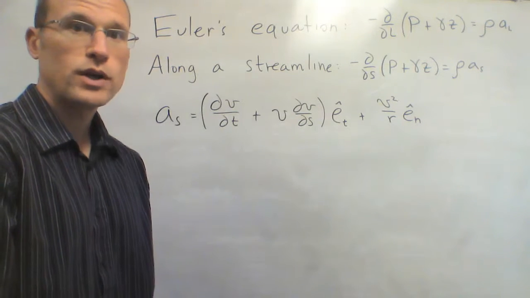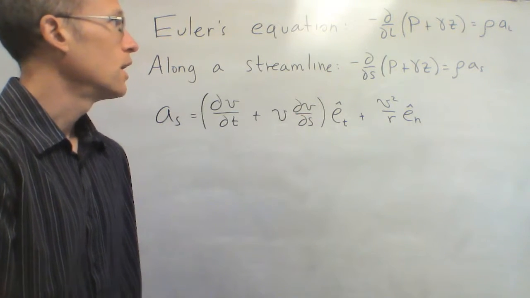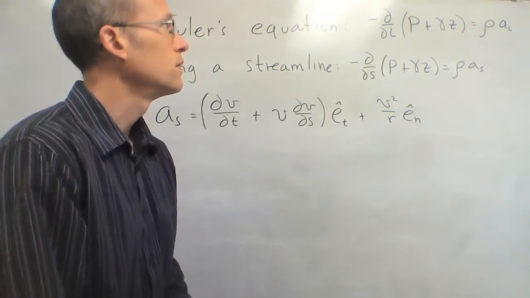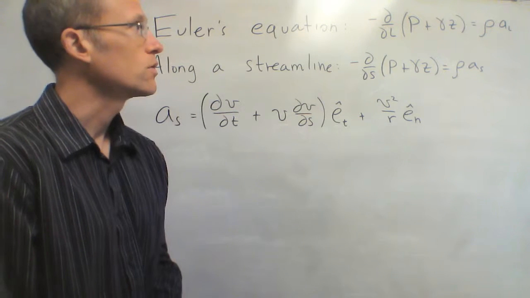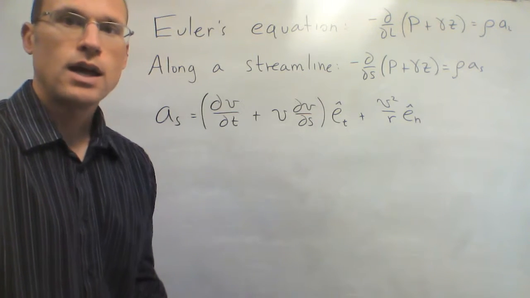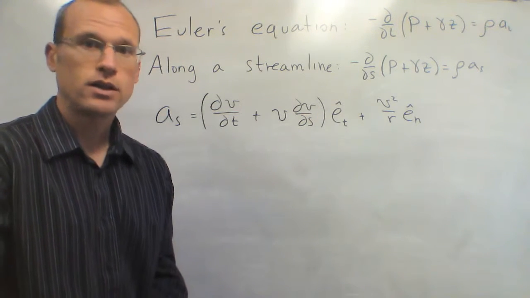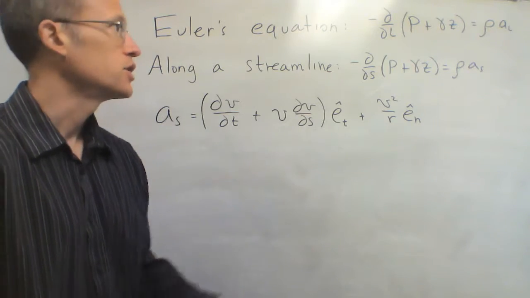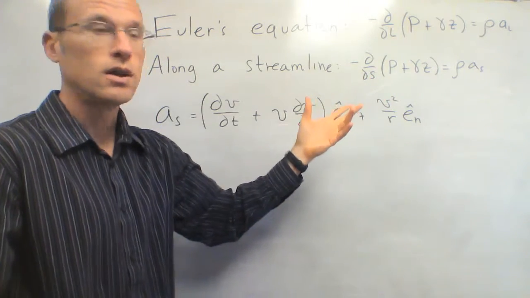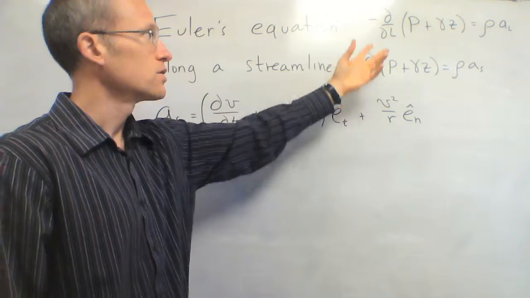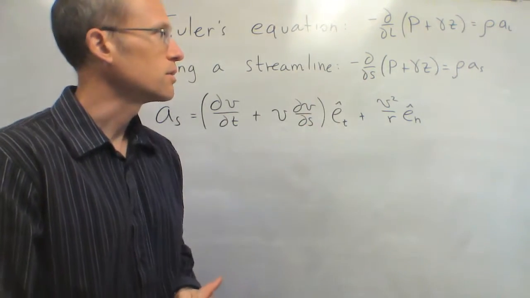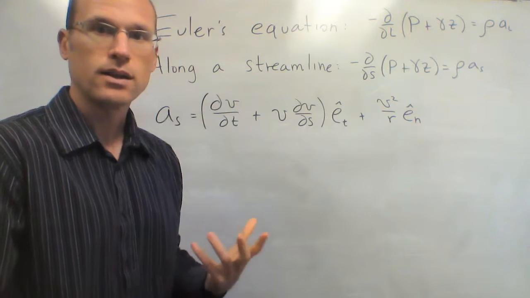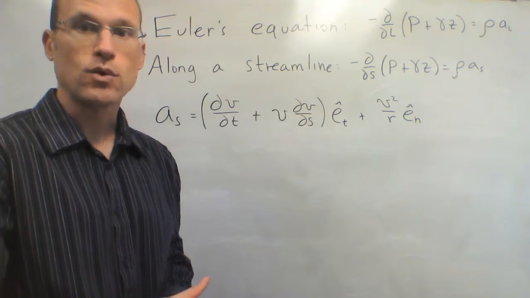So beginning with Euler's equation from the last lesson, negative partial derivative d by dl of (p plus gamma z) is rho times acceleration in that l direction. Now to apply this along a streamline, all I'm really doing is changing the l to an s. So along my streamline is my s coordinate, so that goes where the l is. So minus d by ds of (p plus gamma z) is rho a_s, so again in this streamwise direction.